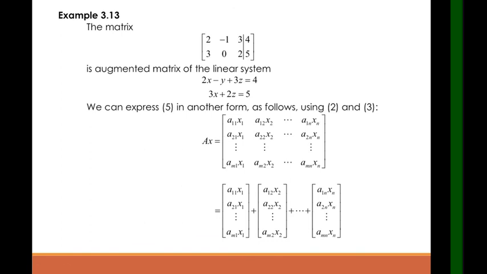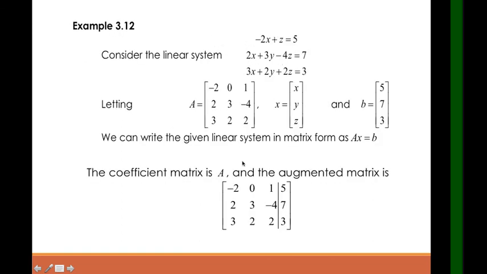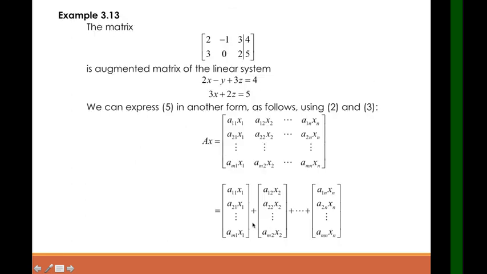So, another, the matrix of 2, negative 1, 3, 3, 0, 2, then with the b of 4 and 5 is the augmented matrix of the linear system. This time, it can be reversed. Earlier, the linear system was given and we got the augmented matrix. Now, from the augmented matrix, we will get the linear system. So, we have 2x minus y plus 3z equals 4. And for this one, 3x, we don't have y, so plus 2z equals 5. We can express Ax in another form as follows using 2 and 3.